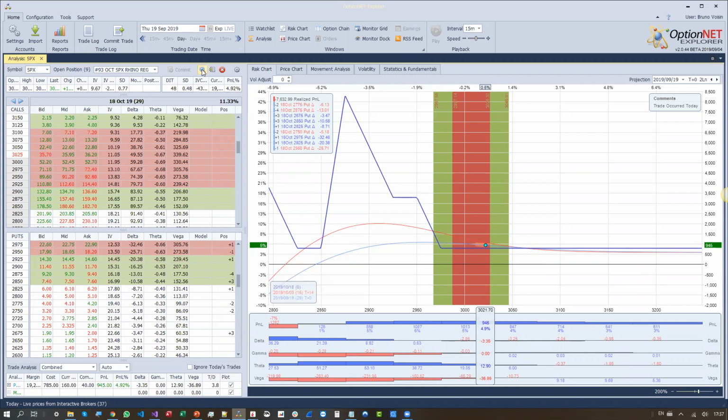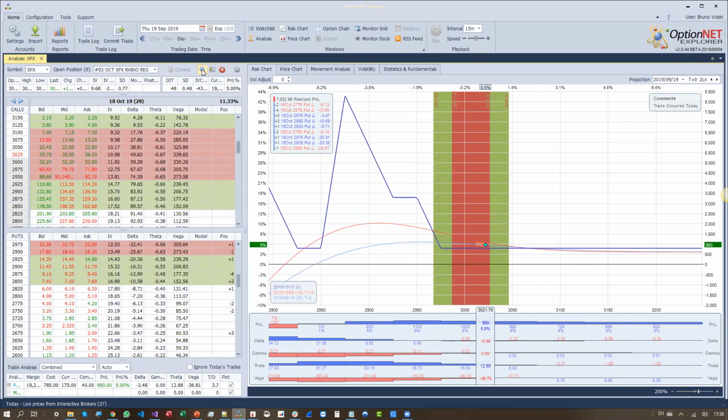Do you think that this works when DTEs are very near, 2-3 days? I'm working hard on my own platform at the moment, and volatility goes all over the show when you get close to expiry.